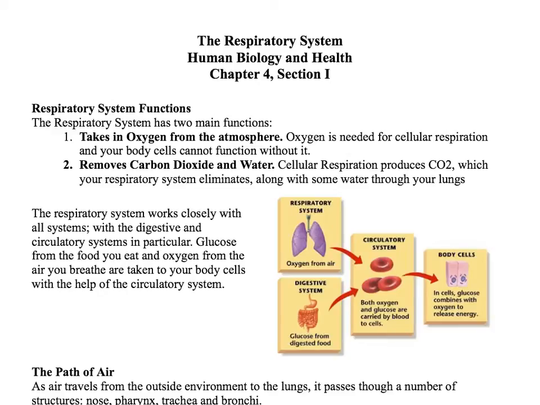So the respiratory system takes in oxygen from the atmosphere. Oxygen, you have to remember, is needed for all cellular respiration, and it removes carbon dioxide and water. So it takes in oxygen from the atmosphere. It removes carbon dioxide and water. Cellular respiration is not the respiration that we know of as breathing.